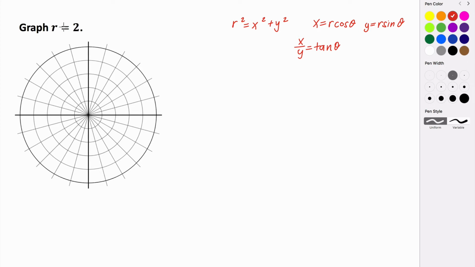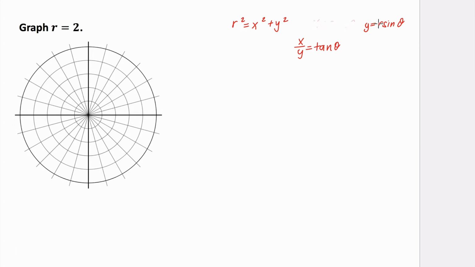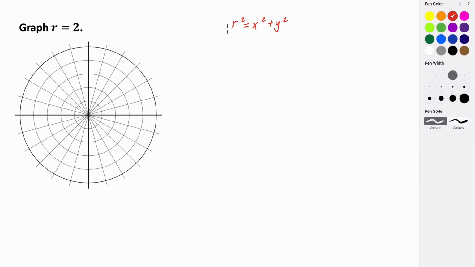And x divided by y is the tangent of theta. Now, in this case, we just have r. We don't have anything that has to do with theta. So we're not going to use any of these equations here or those conversions there. So we're going to just stick to the equation that only is in terms of r and then its rectangular counterpart. So we want to try and convert r equals 2 into something in this form.